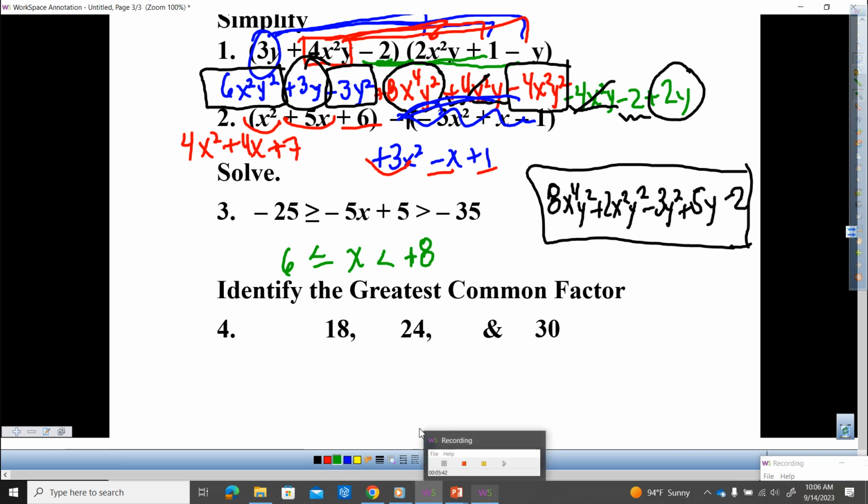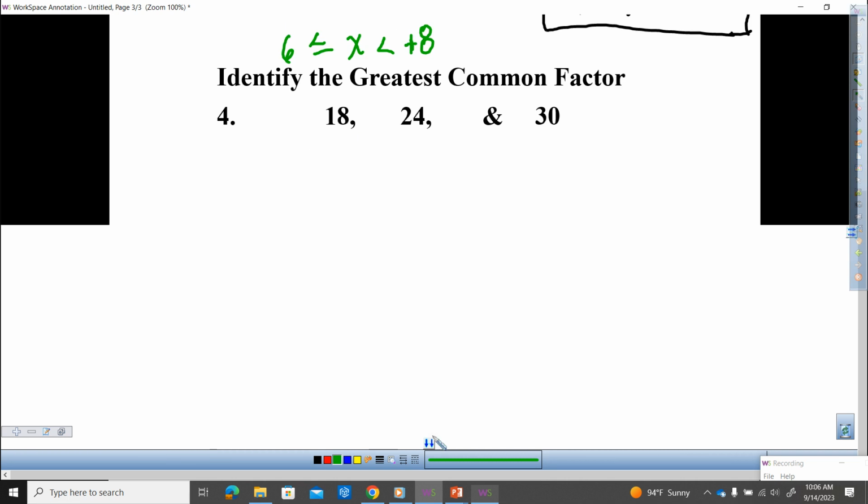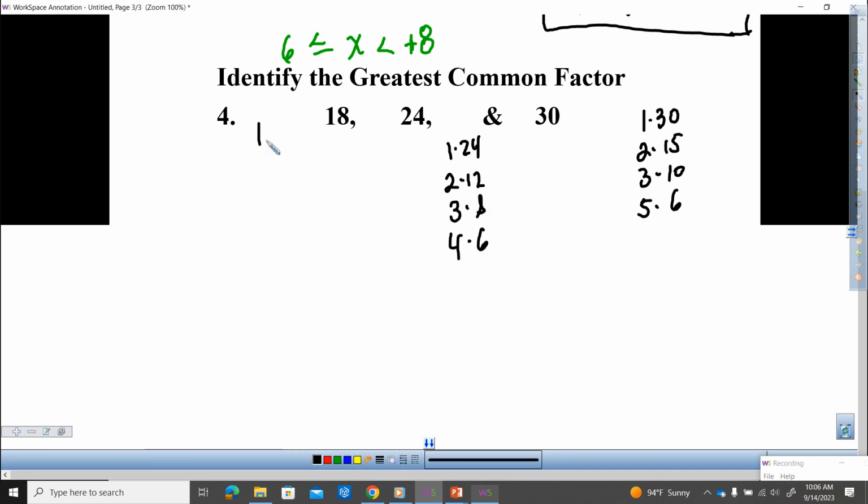All right. And last but not least, let's go to number 4. I'm going to go over that one more time. 30. What pairs of factors give us 30? 1 times 30, 2 times 15, 3 times 10, 4 times nothing, 5 times 6, and then they repeat. About 24. 1 times 24, 2 times 12, 3 times 8, 4 times 6, and then they repeat. 18 is 1 times 18, 2 times 9, 3 times 6, and then they repeat.